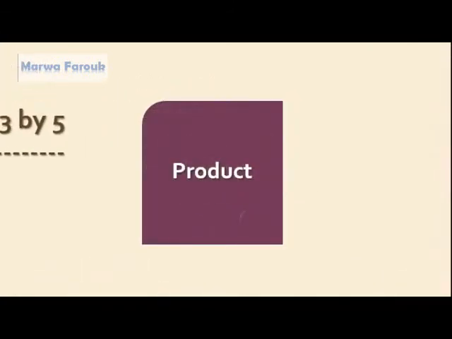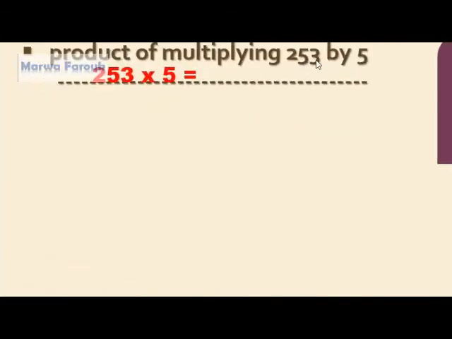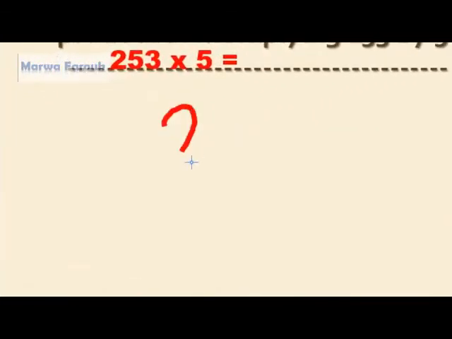Next point here with us. If I have a question like this, find the product of multiplying 253 by 5. When we see product, we are going to make times. Excellent. When we see product, we are going to make times. So I'm going to multiply 253 by 5. 253 times 5.